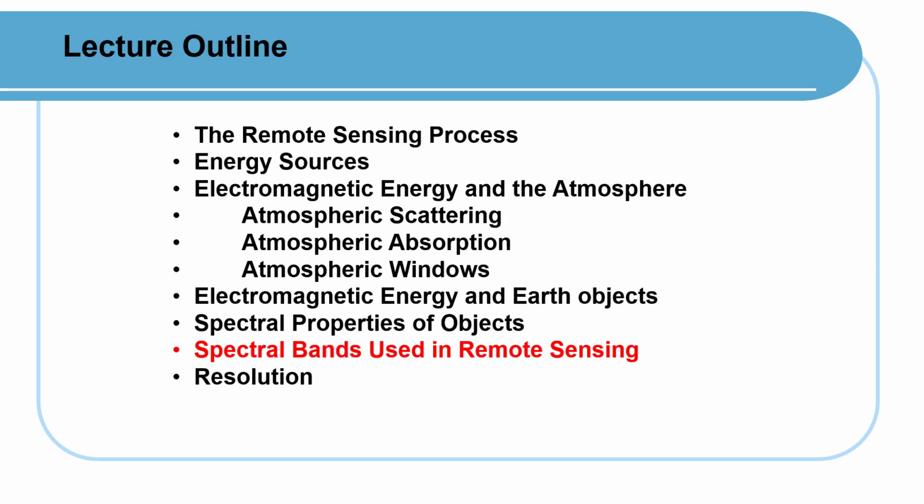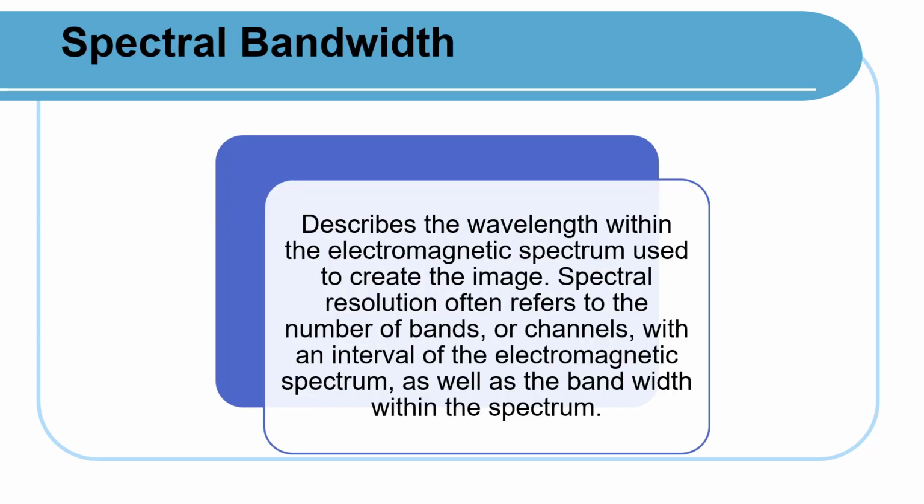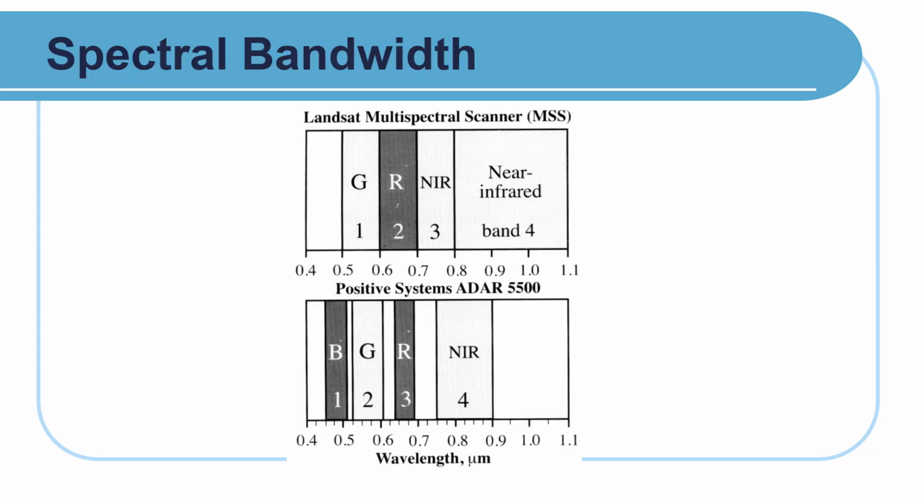So I'm going to talk now about the spectral bands that we use in remote sensing. So spectral bandwidth is describing the wavelength within the electromagnetic spectrum, and it's used to create an image. Spectral resolution refers to the number of bands or channels, and they are an interval of the electromagnetic spectrum as well as bandwidth within the spectrum.